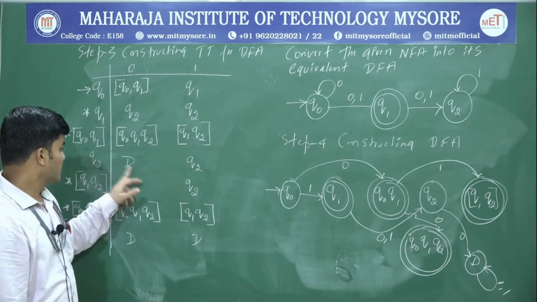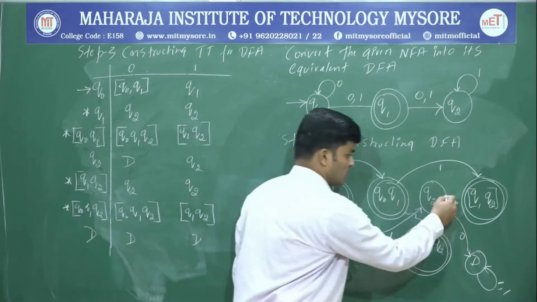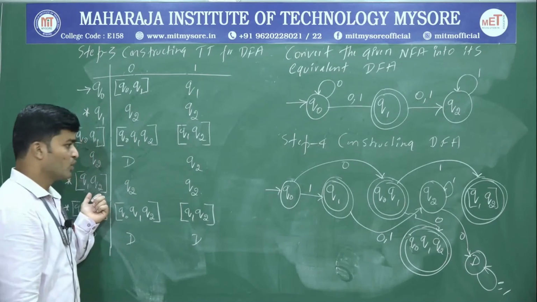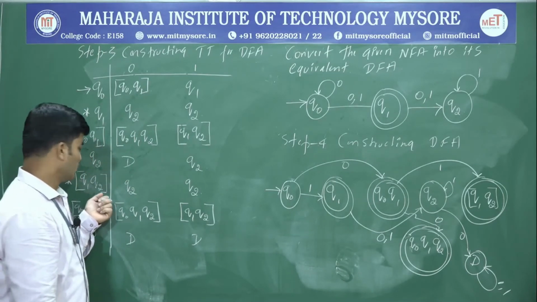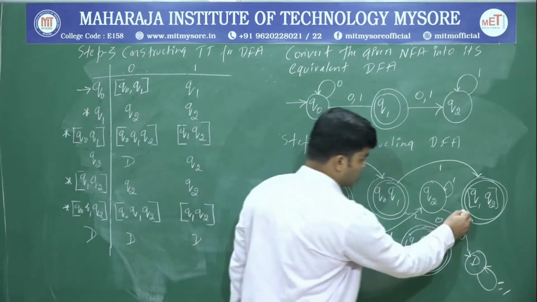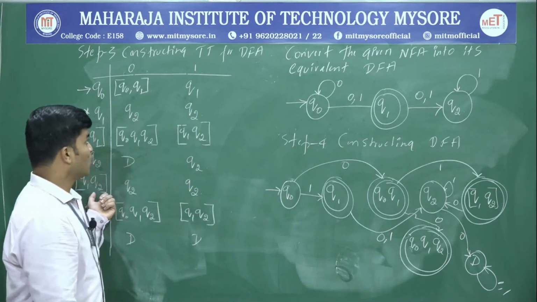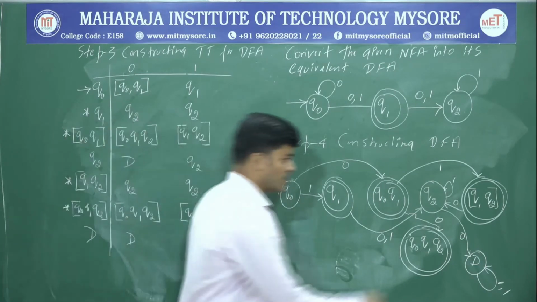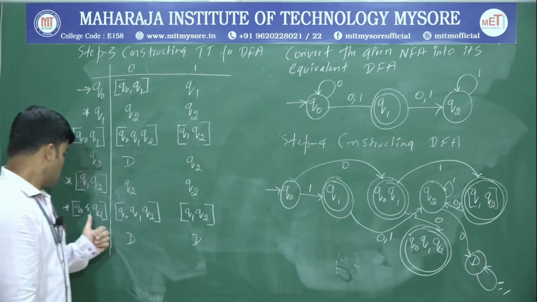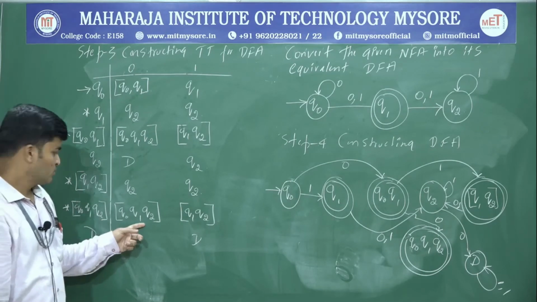Q2 upon 0 is the dead state, and Q2 upon 1 is again Q2. Now go with Q1 Q2. What is Q1 Q2 upon 0? Q2. What is Q1 Q2 upon 1? Again Q2. Write 0, 1. Now go with Q naught Q1 Q2. What is Q naught Q1 Q2 upon 0? Self loop.